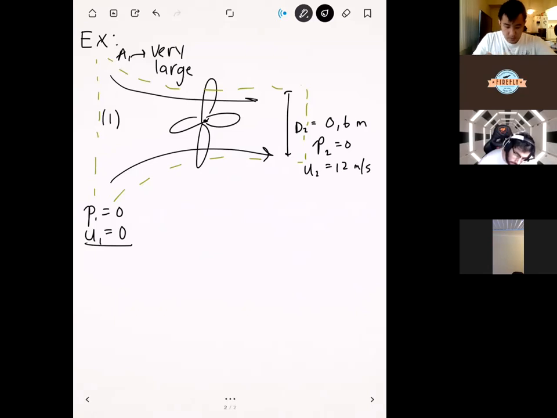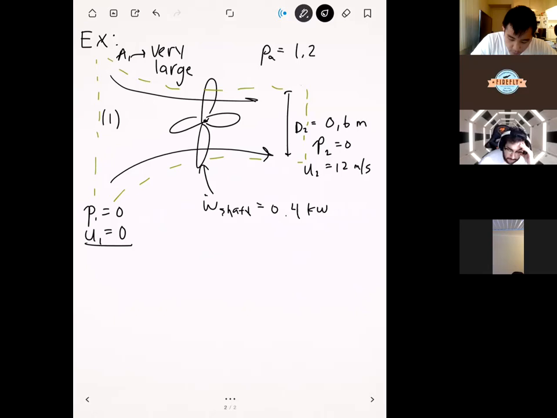Since this is a conservation of energy problem, we also know how much work the fan is doing, or how much power the fan is drawing from your electrical outlets. In terms of power, which we denote by W dot shaft, our W dot shaft is going to be 0.4 kilowatts. The other thing we know is the density of air, which in this case we're going to use as 1.23 kilograms per meter cubed.